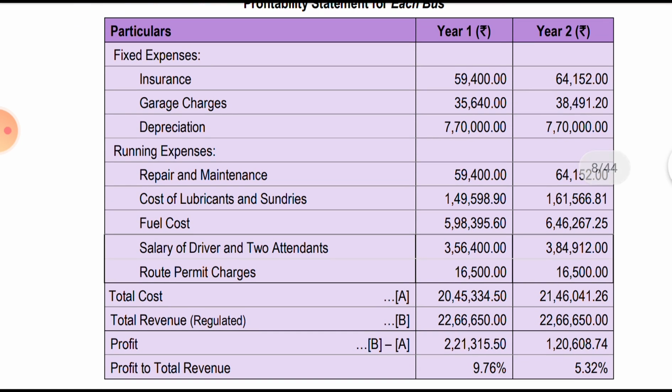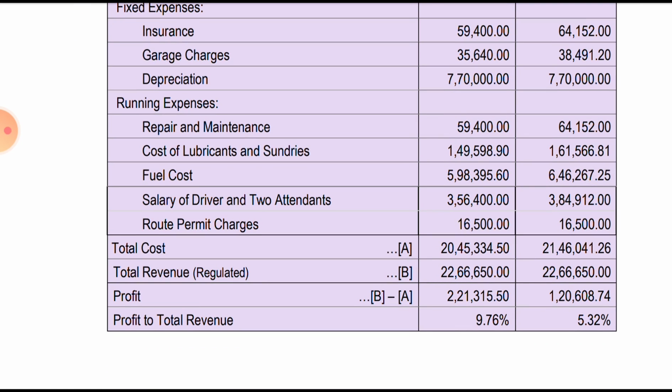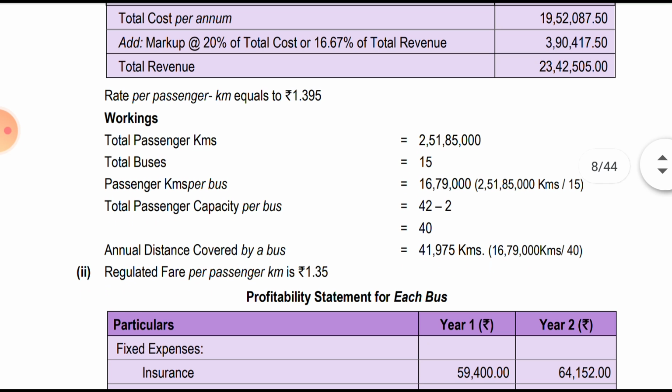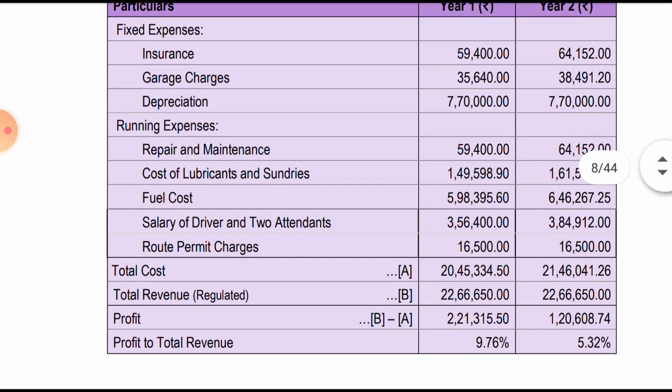Except for depreciation and route permit charges, we arrive at the cost, and the total revenue is regulated by the government. So government regulated is 1.35 into 16,79,000, and we get 22,66,650 as the revenue. Our profit will be 2,21,000 for the first year and 1,20,000 for the second year, and the profit to revenue ratio will be 9.76% and 5.32%.